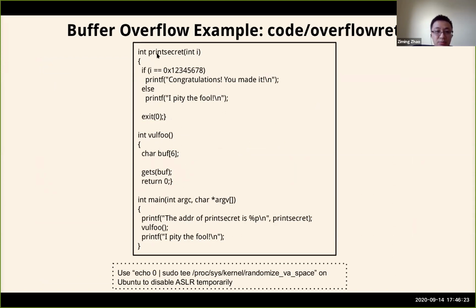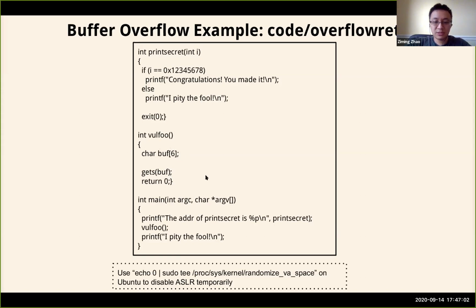And this function print secret is not called by anyone. So here, this one is not going to call this function. Here we're only getting the address of this function and printing it out. Then we're calling the variable function. The variable function will have a buffer, which is 6 bytes, but it's not necessarily 6 bytes at the binary level, because the compiler may add some padding. We talked about this. Then there is a variable function gets, which will get input from standard in and overwrite the buffer, and also everything above the buffer, before it returns.